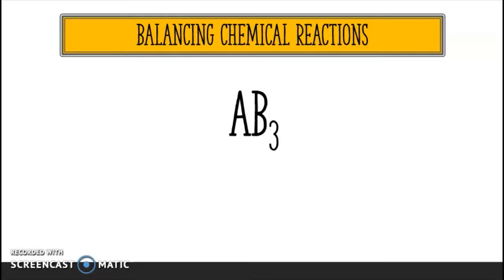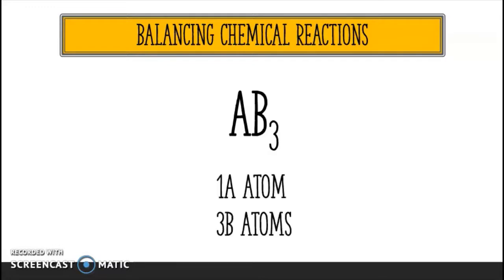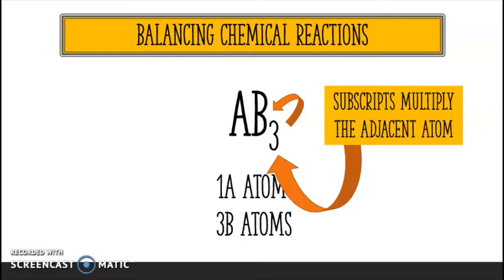Starting with this chemical formula, we have A, B with a subscript 3. How many of each atom would we have present? Well, I think that there's only one A atom and 3 B atoms. What's important to remember here is that a subscript will only modify the atom that it follows, only the atom that it's directly next to. And that gives us the 3 B atoms.